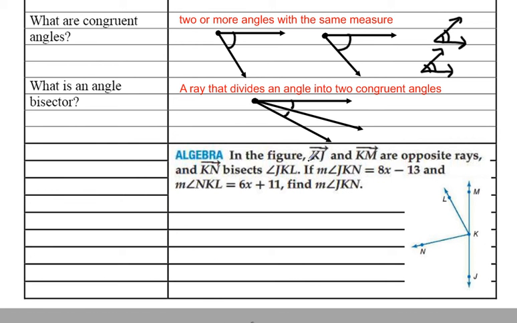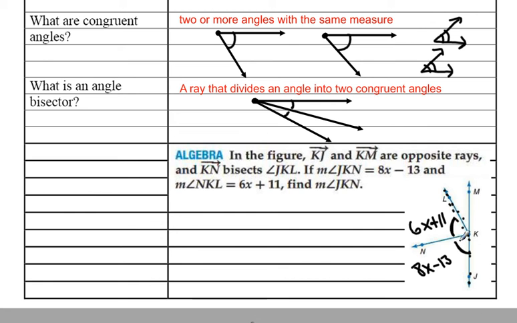Let's say in the figure that ray KJ and KM are opposite rays, and that KN right here bisects JKL. So that means we should automatically put an arc here and an arc here because we said that KN was the angle bisector. Then they said that JKN, this angle right here, is 8x minus 13. And we want to be marking this in our picture. And you will have drawn this picture. And angle NKL, N to K to L, is 6x plus 11.